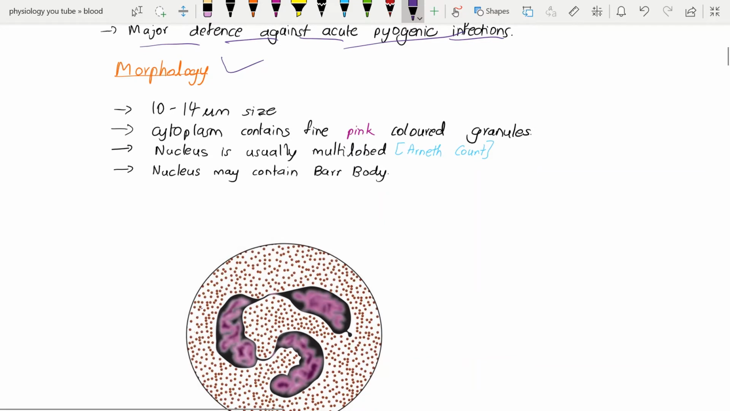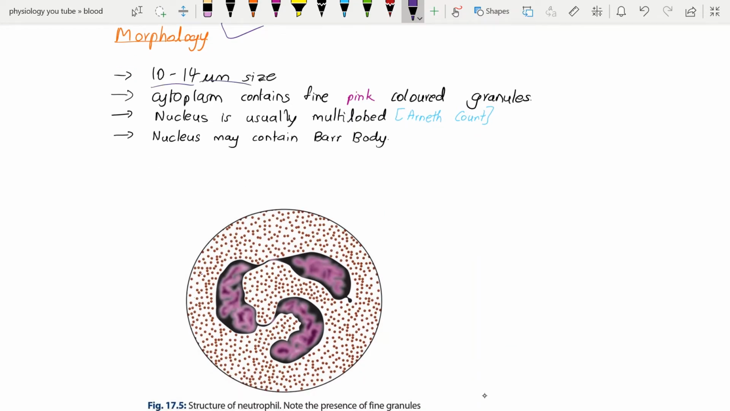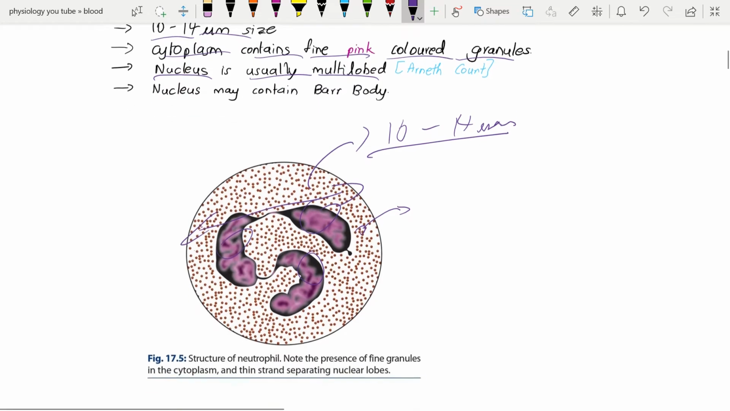Morphology: they have a diameter of around 10 to 14 micrometers. The cytoplasm contains fine pink colored granules. The nucleus is usually multilobed. Here you can see there are 3 lobes of the nucleus.